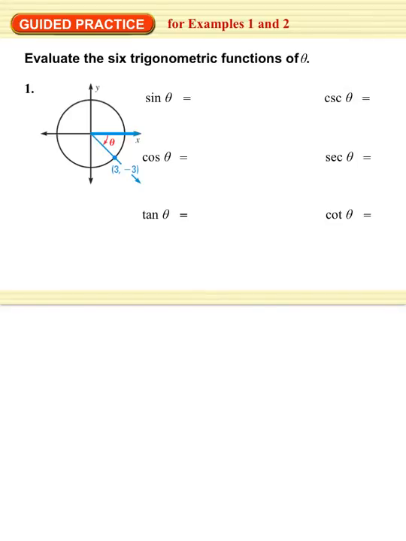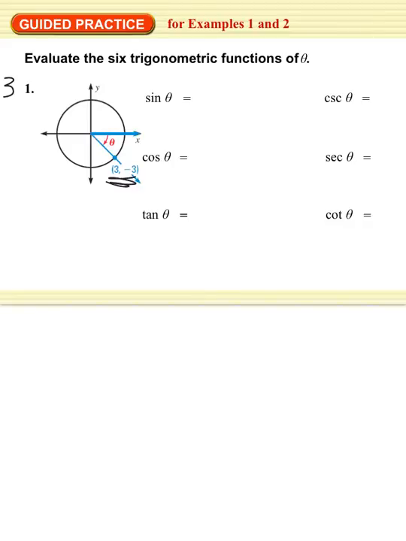Right, evaluate the 6 trig functions of theta. We need to know what x, y, and r are. So let me go ahead and draw this triangle out. This is where we are. That's theta. It's a right triangle. I have x and y. x is 3, y is negative 3. Let's find out what r is.